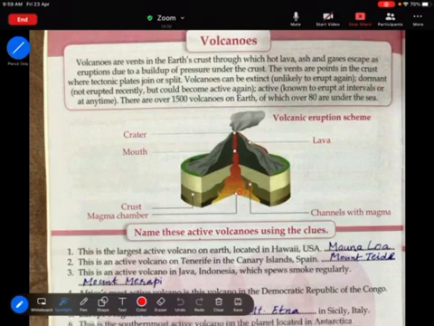The third type is active, means now and then it is active, to erupt at intervals or at any time. So there are three types of volcanoes. One is extinct, another type is dormant, and the third type is active. Active means which erupts at intervals or at any time. So this is a volcano.